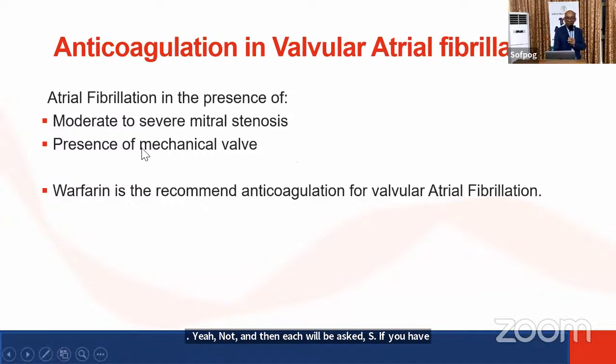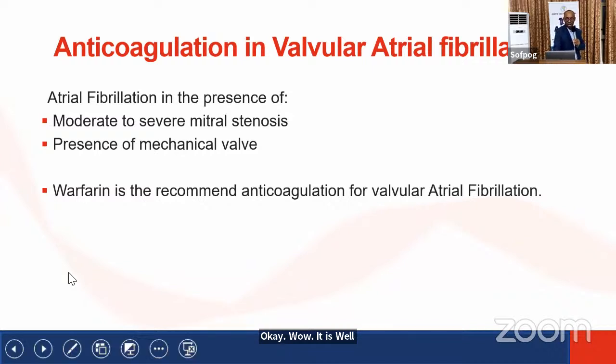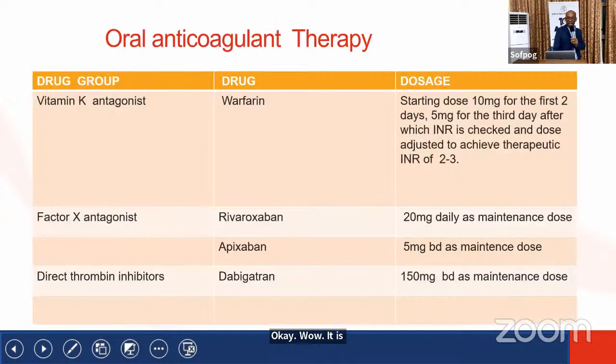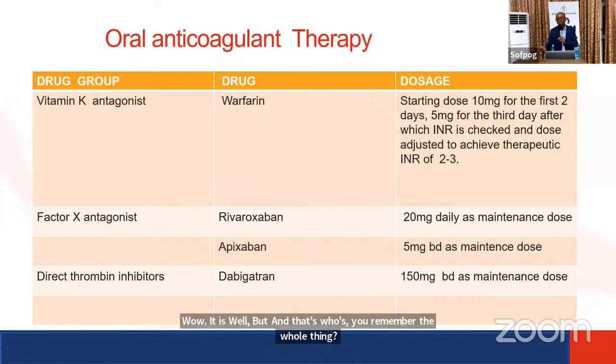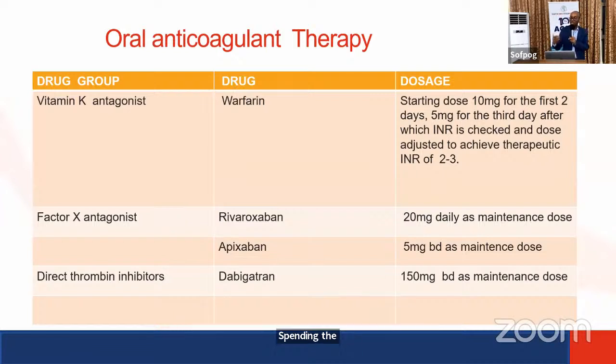If you have atrial fibrillation with a mechanical valve, your choice is warfarin. Trials that have looked at direct oral anticoagulants in this particular group have not been very good. Warfarin is the recommended drug for valvular atrial fibrillation. Then the dosing, remember that with warfarin, you have to start with 10 milligrams for the first 2 days. Then you go to 5 milligrams for 10 days. Check the INR first, as I said. And when you start the warfarin, you have to start some low molecular weight heparin.